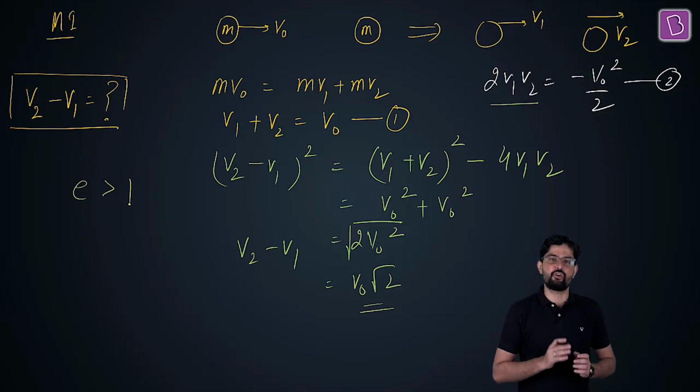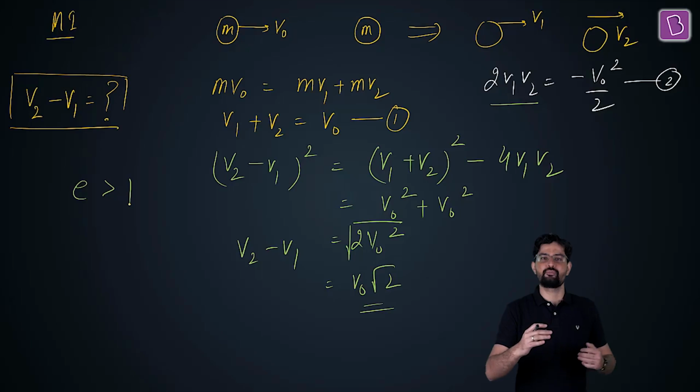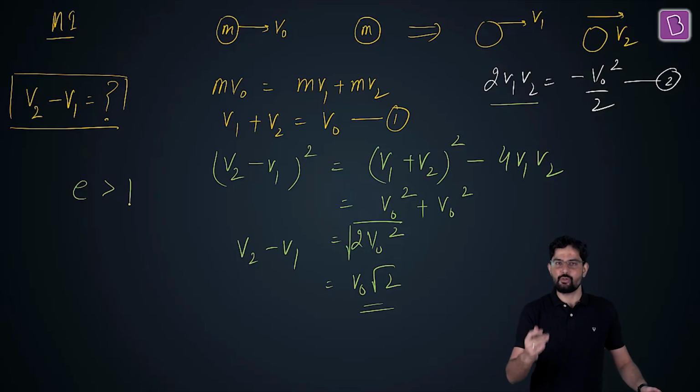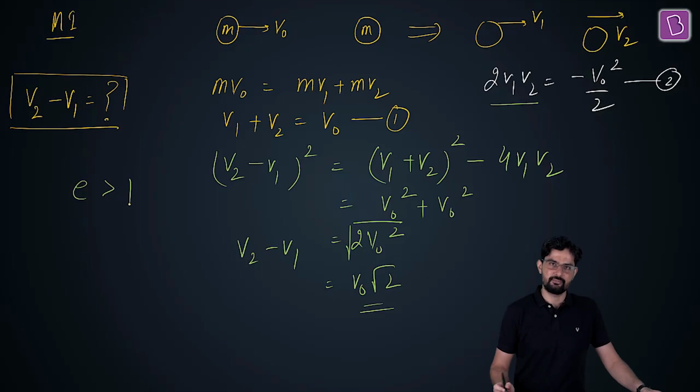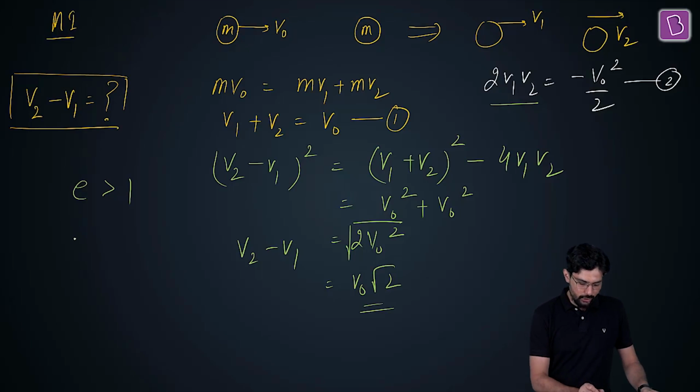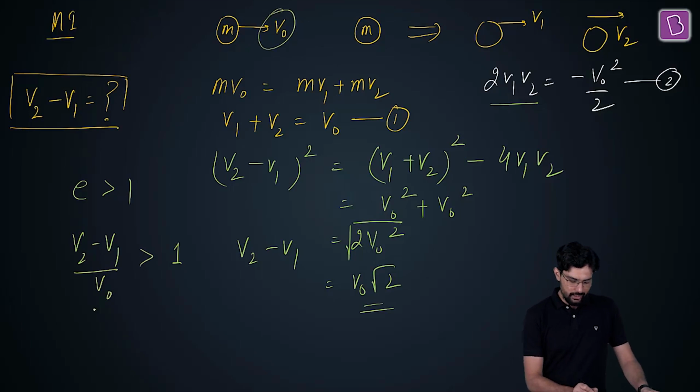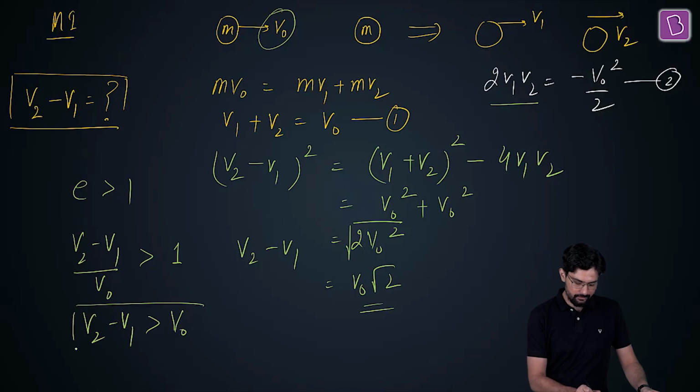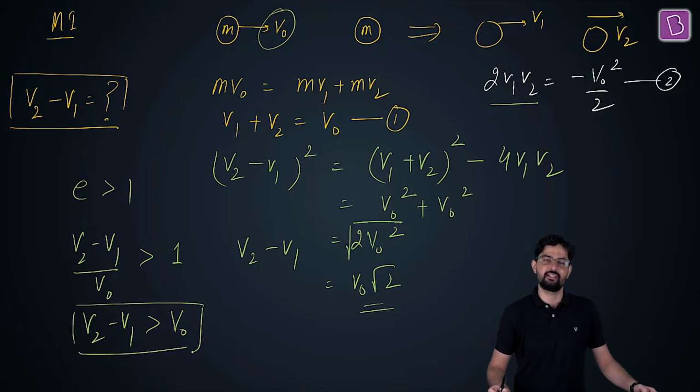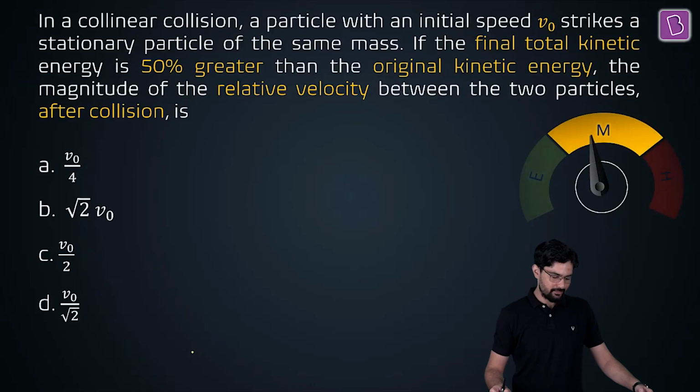And the definition of coefficient of restitution is the ratio of velocity of separation to velocity of approach. So in this case, can you see that the velocity of separation is V2 minus V1 and velocity of approach is V0 minus 0, and this should be greater than 1. This means that V2 minus V1 should be greater than V0 for this to happen. And can you see that in only one option this is satisfied?